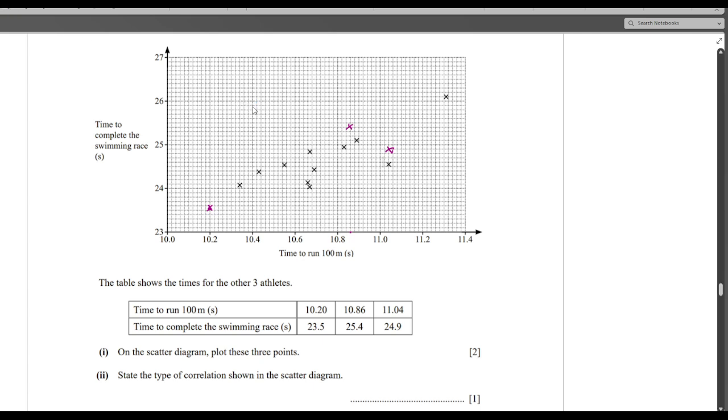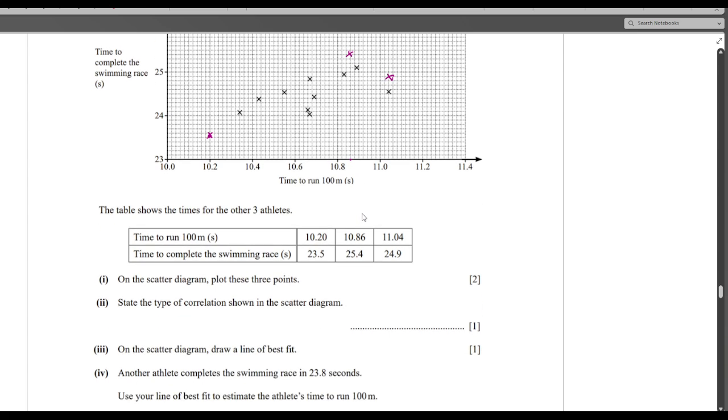State the type of correlation in the scatter diagram. As you can see, as the time to run 100 meters is more, the time to complete the swimming race is also more. So the kind of correlation is positive correlation. I will write positive correlation.